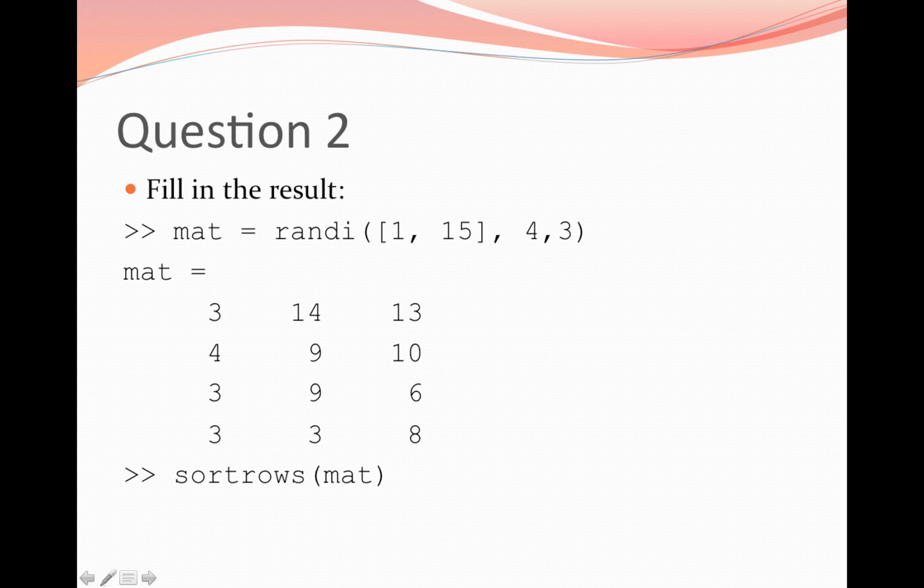Question 2. Here's a random matrix. What would we get from sortrows of the matrix?